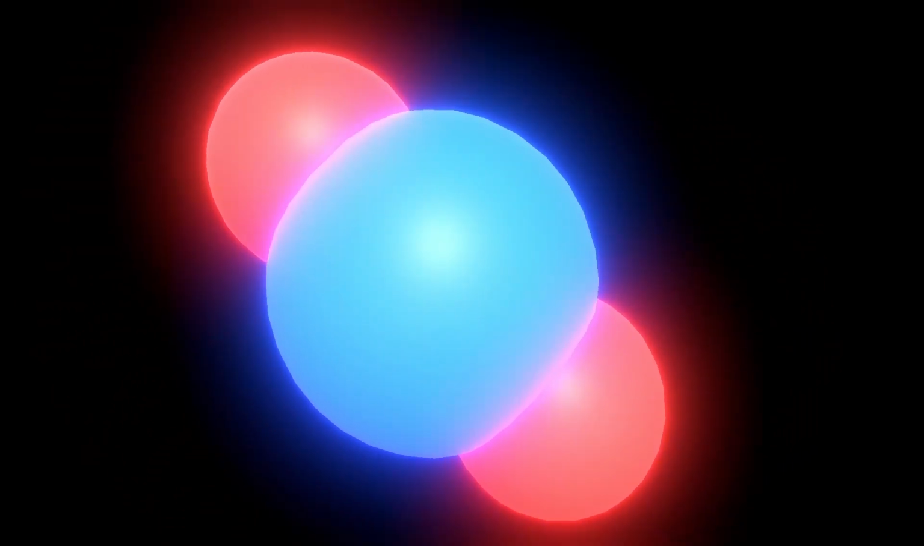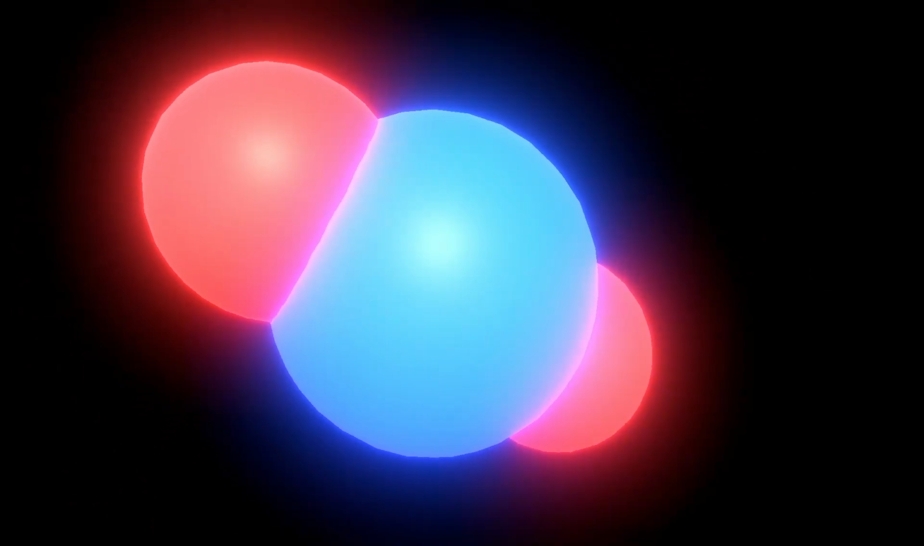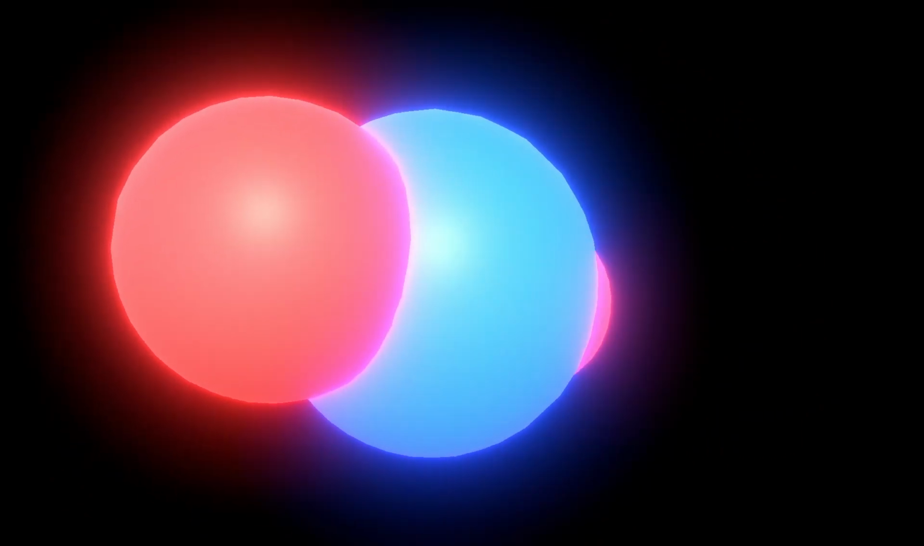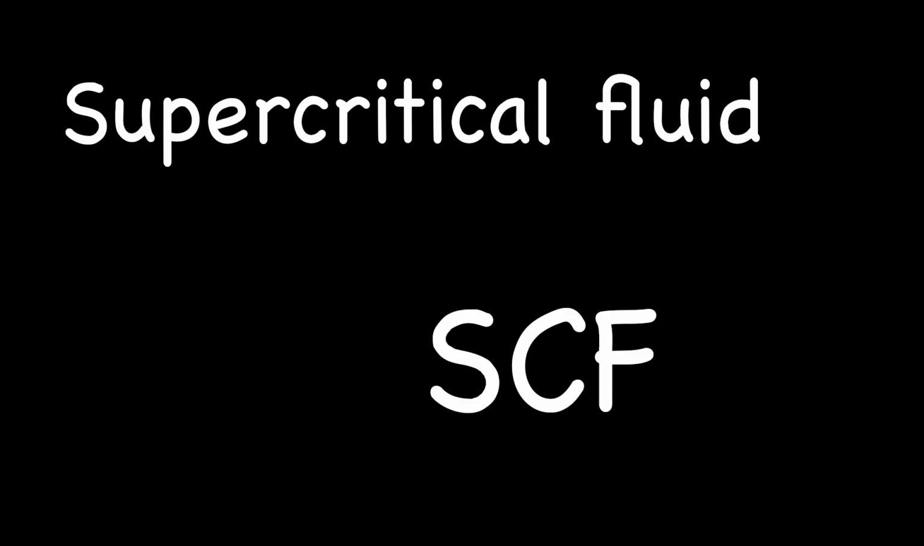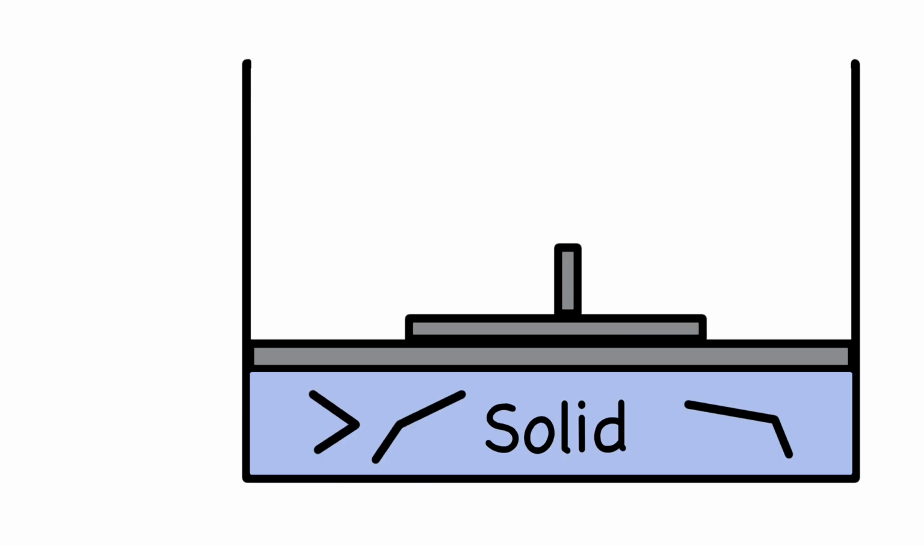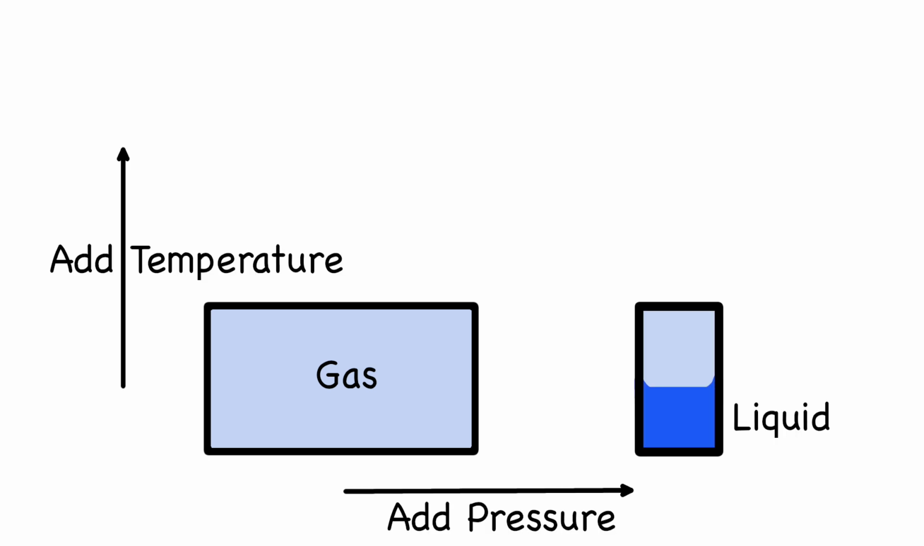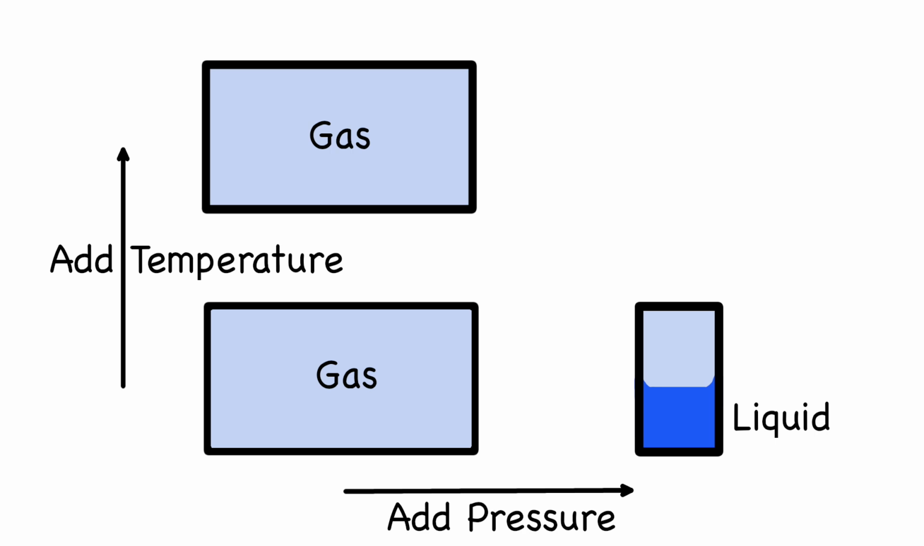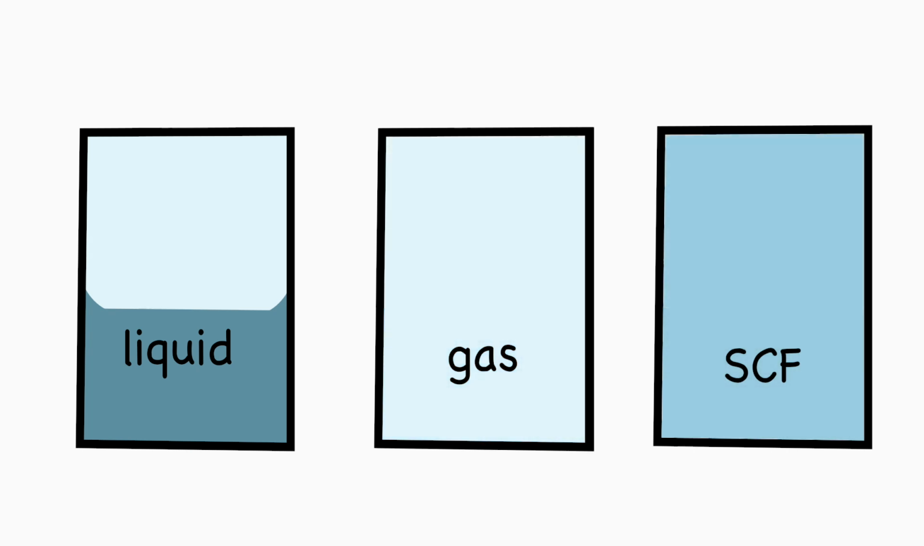Let's check carbon dioxide next. CO2 can exist in a supercritical state. Supercritical fluids, or SCFs for short, form under high pressure and high temperature. If we start with a gas and add pressure, we get liquid. If we add temperature, we still get gas. If we add both temperature and pressure, then we get SCF. SCFs fill the available space like a gas, but are dense and can dissolve things like a liquid.